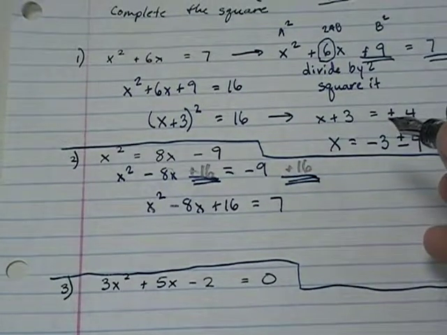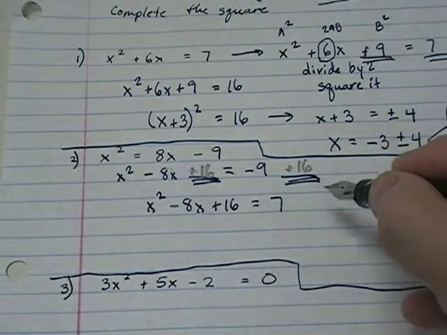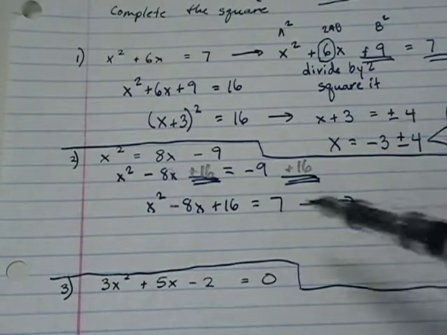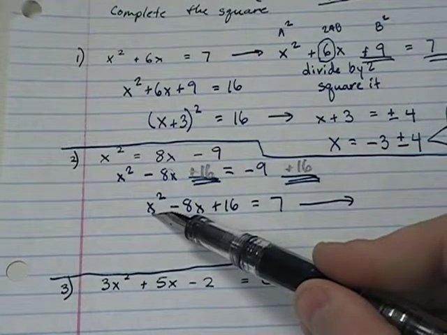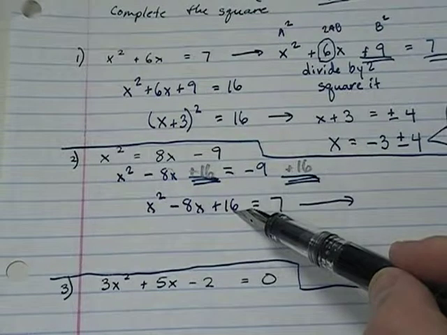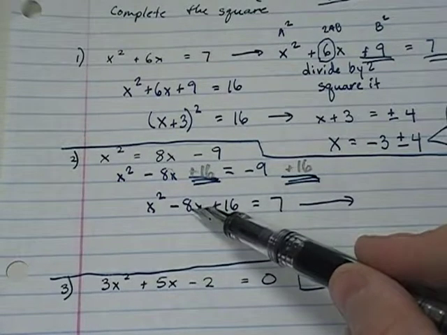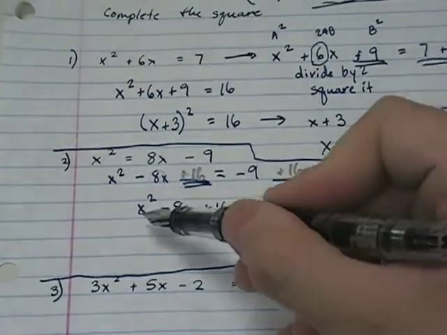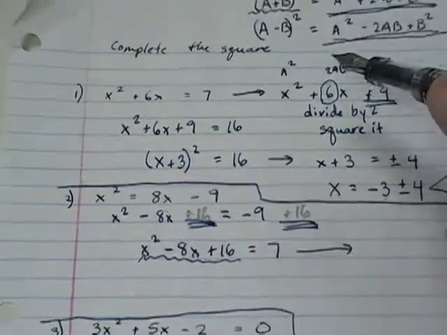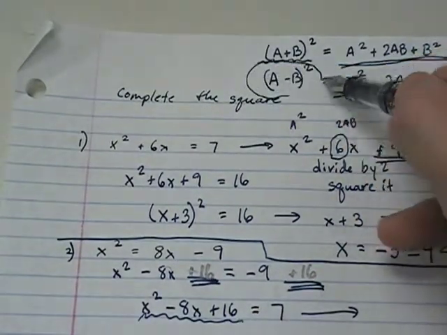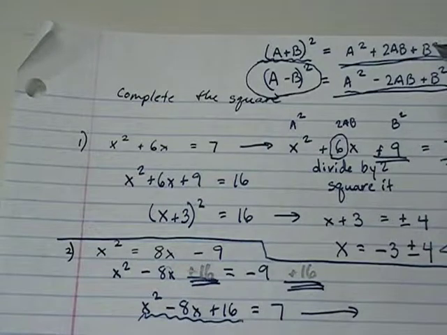Okay? And then what? Well, now I can rewrite this. This is a squared. This is b squared. The middle term is negative. So I want to rewrite this as this, a minus b squared.